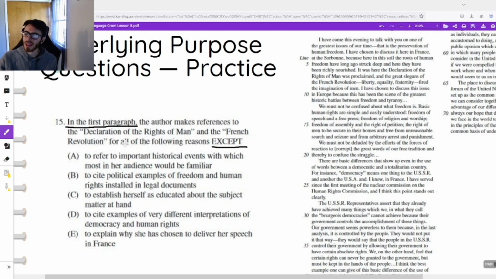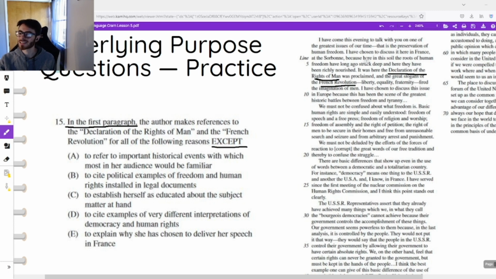So it says, I have come this evening to talk with you on one of the greatest issues of our time. That is the preservation of human freedom. I have chosen to discuss it here in France at the Sorbonne because here in this soil the roots of human freedom have long ago struck deep, and here they have been richly nourished. It was here that the Declaration of the Rights of Man was proclaimed, and the great slogans of the French Revolution, liberty, equality, fraternity, fired the imagination of men. I have chosen to discuss this issue in Europe because this has been the scene of the greatest historical battles between freedom and tyranny.